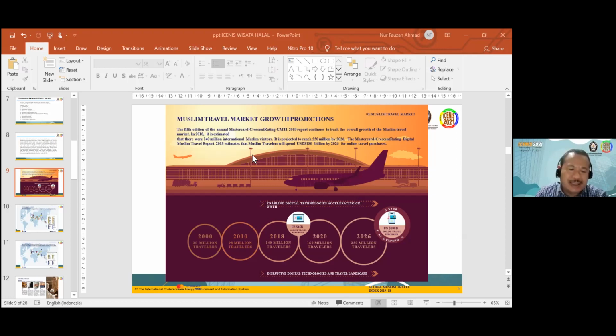As a means of accelerating the development of halal tourism, the Ministry of Tourism organized the Indonesia Muslim Travel Index, IMTI, in 2018 and 2016. The IMTI assessment was carried out directly by Crescent Rating and MasterCard in collaboration with Indonesia using the four main indicators set by GMTI, namely accessibility, communication, environment, and services.